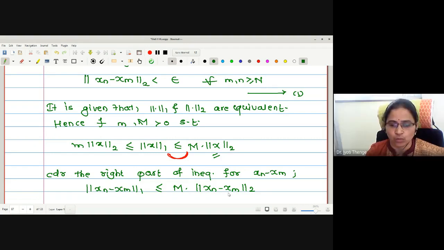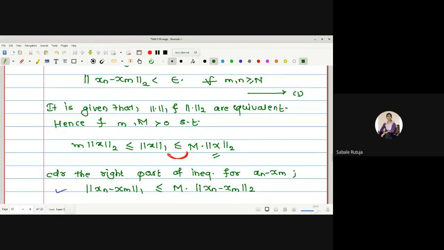Okay. Now, look at statement 1 and this one. Actually, the aim is to show norm 1 of xn minus xm is less than epsilon. Now we have norm 1 of xn minus xm is less than or equal to this term, where norm 2 of xn minus xm is less than epsilon. Actually, our aim is to prove this left hand side is less than epsilon. So can you tell me what should be the adjustment in this? Epsilon upon capital M, yes.